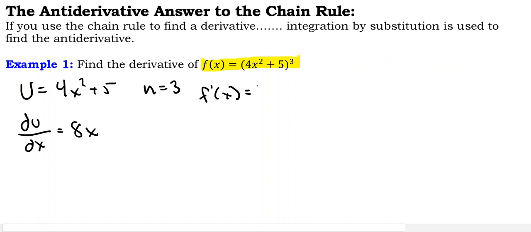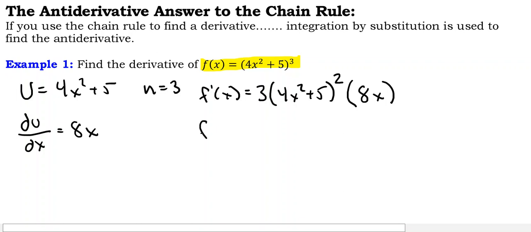Now to actually find the derivative, f prime of x, we would bring the 3 down out in front, times our u. But instead of writing u, most of the time we just write in the actual function for u. Then we would decrease n by 1, so that would be 2. And then we would multiply that by the derivative of u, which is 8x. And then we would clean it up a little bit, and we would have 24x times 4x squared plus 5, squared.